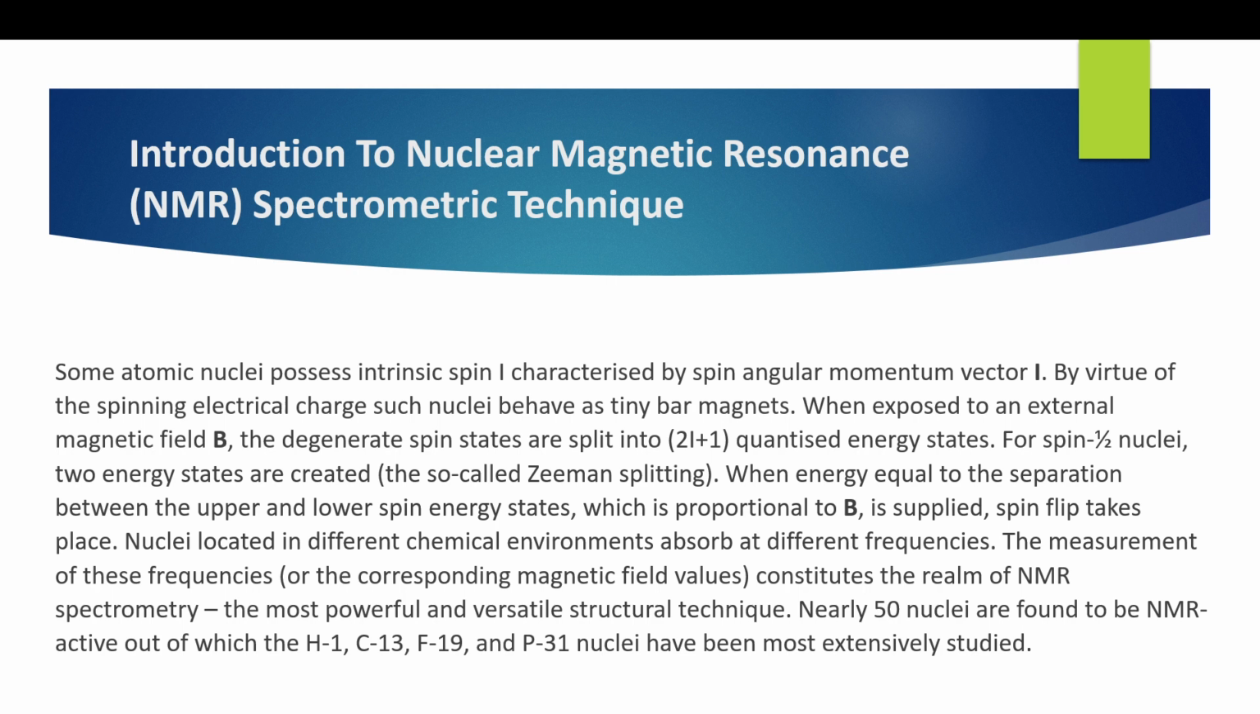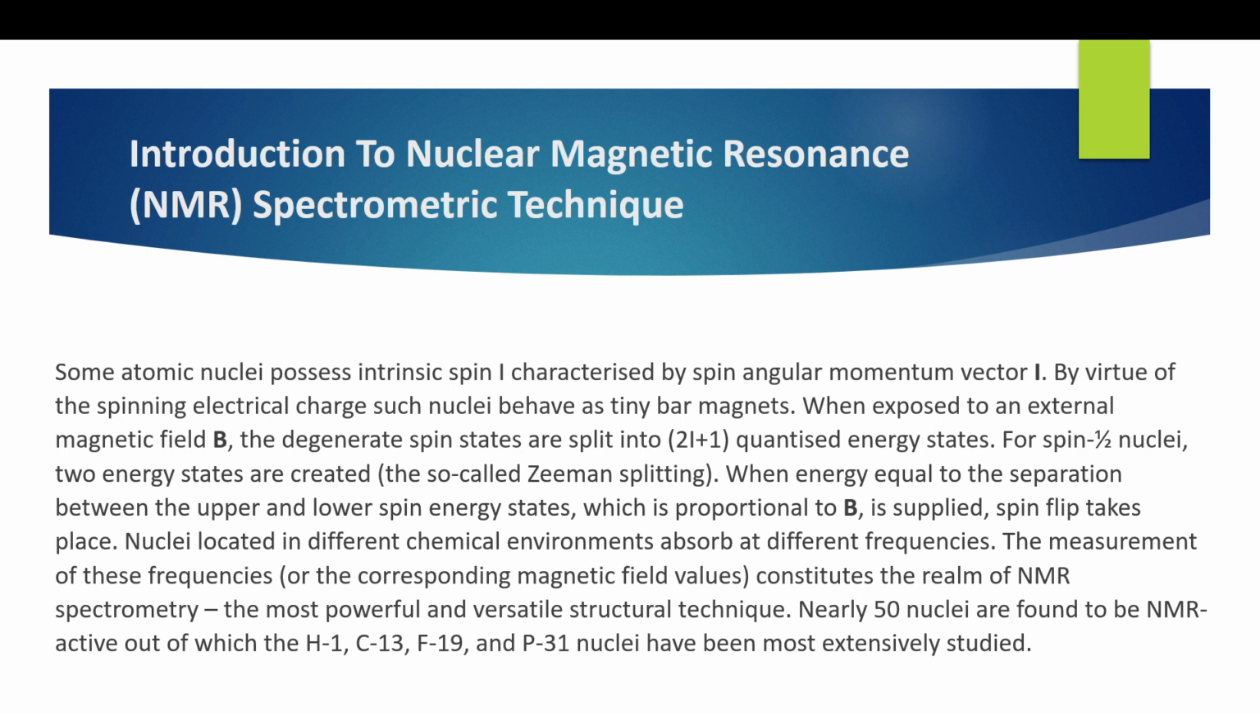When energy equal to the separation between the upper and lower energy states, which is proportional to the magnetic field B, is supplied, spin flip takes place. Nuclei located in different chemical environments in the molecule absorb at different frequencies. And this feature constitutes the most important aspect of NMR spectroscopy.